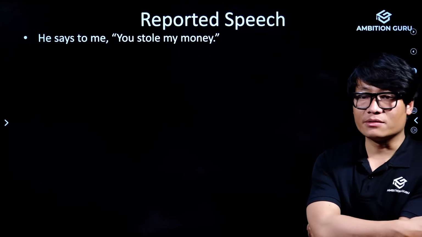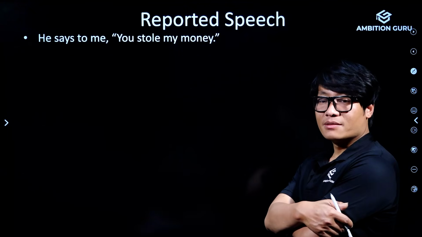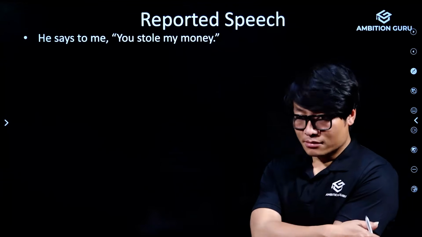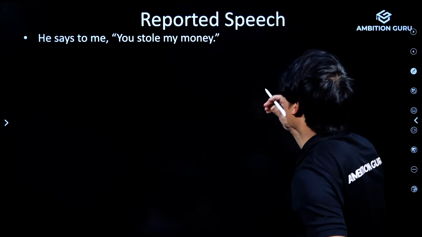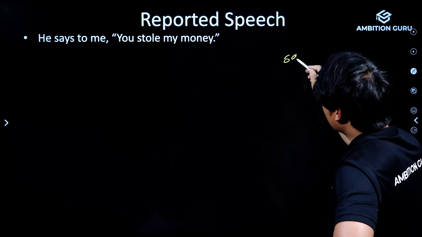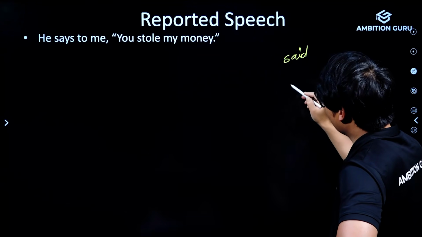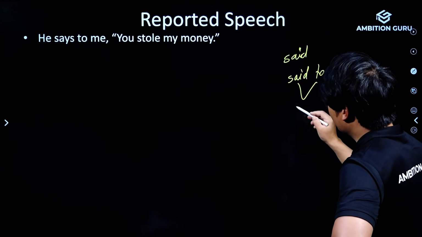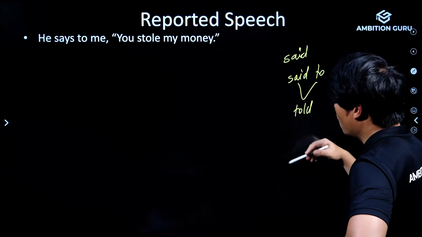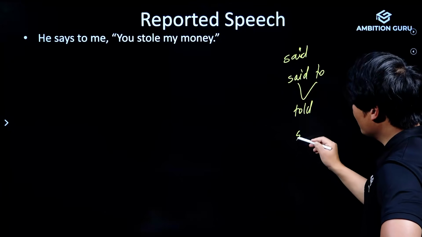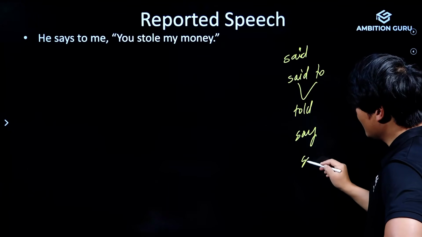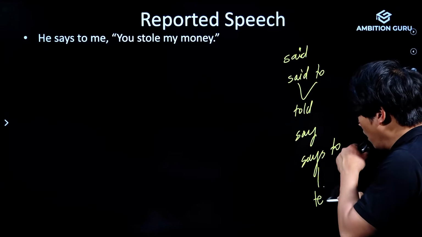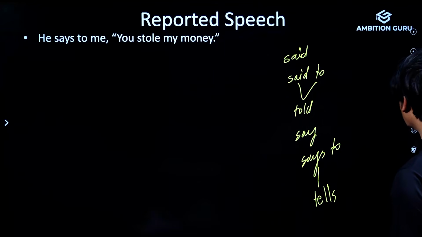Who is sending that? Sushant. That's beautiful, Sushant. Very good. You need to understand: if there is said, so said remains said. If there is said after to, it changes into told, or if it is a question then asked. If there is say, then it remains say. If there is says after to, then it becomes tells.